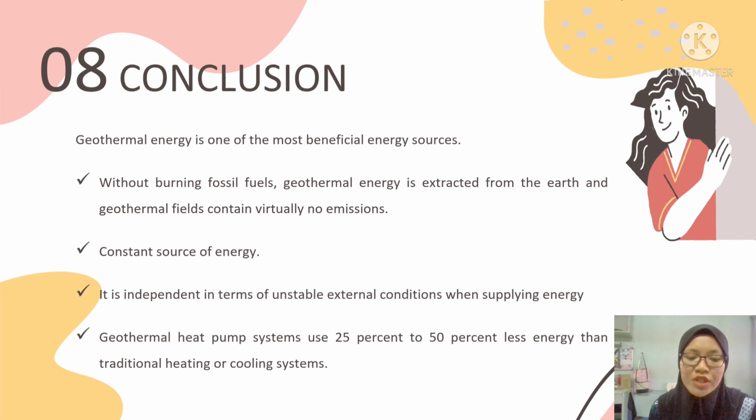It is available throughout the year. It is independent of unstable external conditions when supplying energy. Geothermal heat pump systems use 25% to 50% less energy than traditional heating or cooling systems. It requires less space for hardware compared to conventional systems.